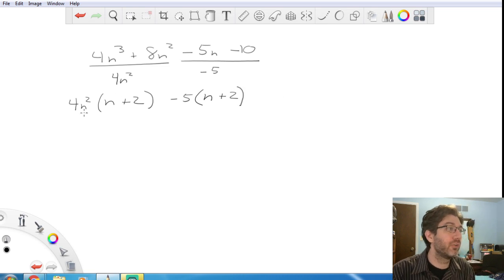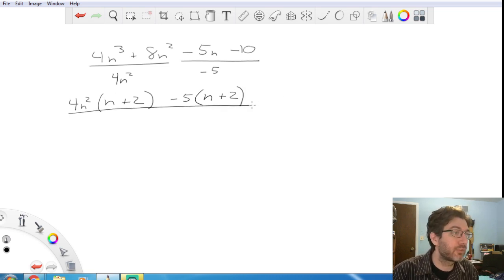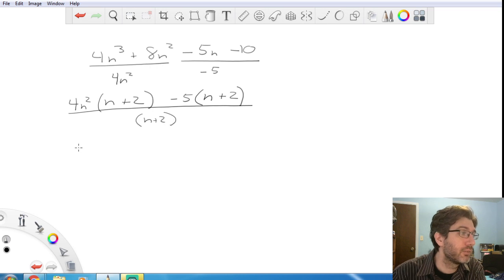You will also note, next step is to factor both of them. So what can I take out of both of these terms? Well, you'll note that they both have an n plus 2 in them now. So I'm going to factor out that n plus 2. So over here I factored out n plus 2. And what am I left with? Over on this side, if I factored out n plus 2, I'm left with 4n squared. And over here, if I factored out n plus 2, I'm left with negative 5.